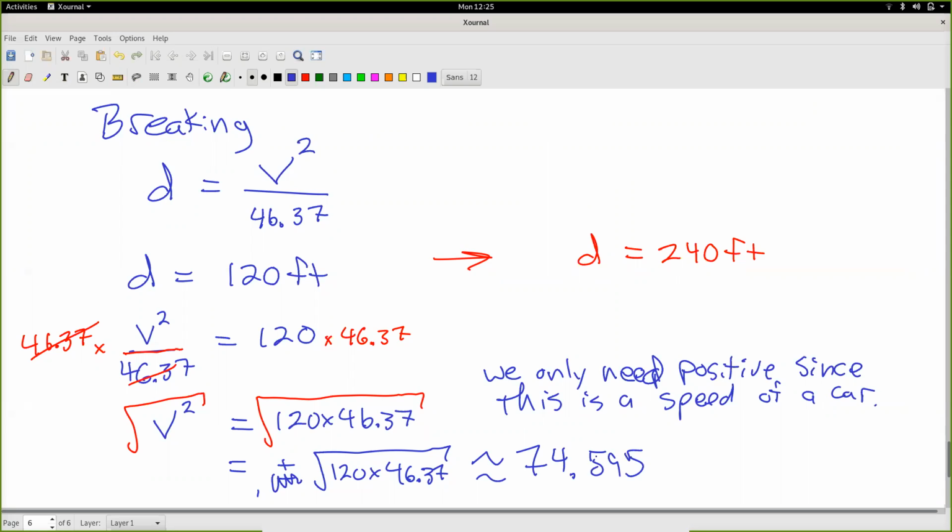74.595. And if we think back to this lesson last week, the distance was measured in feet and the velocity was measured in feet per second. So this number right here would be feet per second. And I probably want it in miles per hour. So I'd have to go back to my calculator and say, what is this in miles per hour?